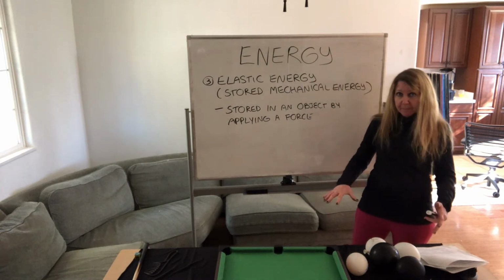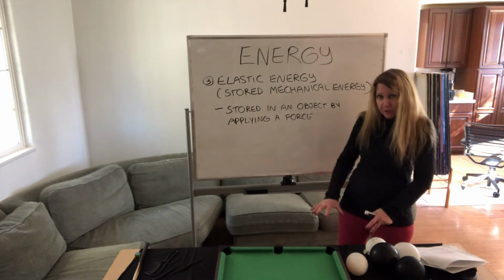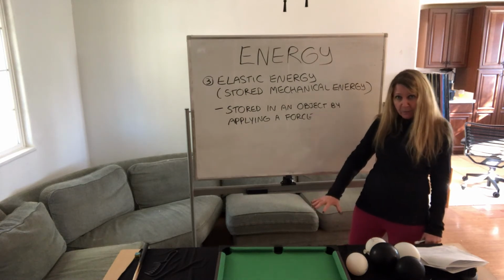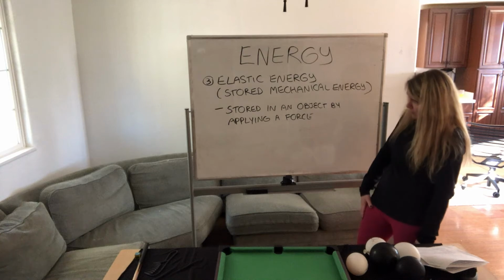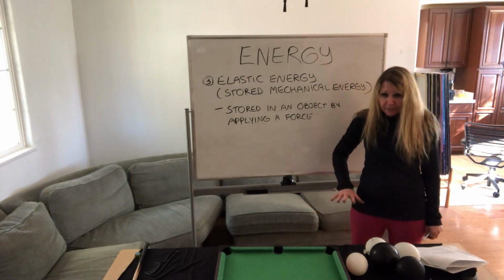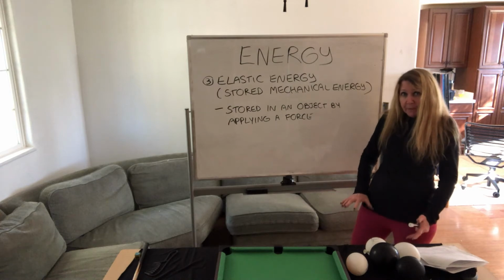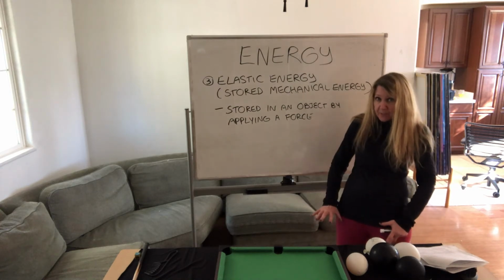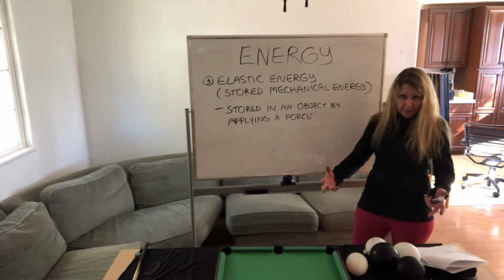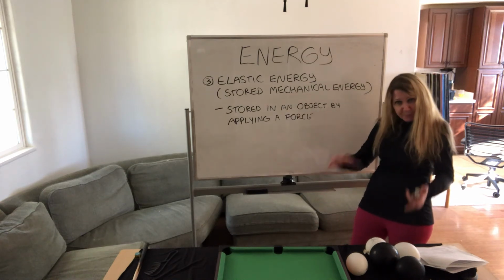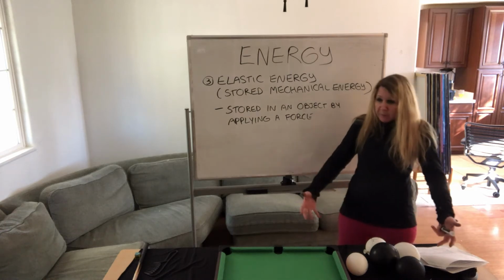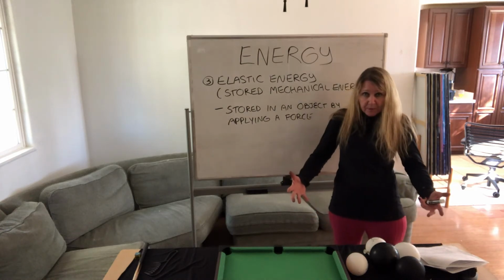Springs are in a trampoline. When you land on the trampoline, the springs compress and push down. You've applied a force. That is creating stored energy in that spring when it's compressed. That is called stored mechanical energy, or elastic energy. So compressed springs are energy waiting to happen. Energy is going to be released when that spring is released.